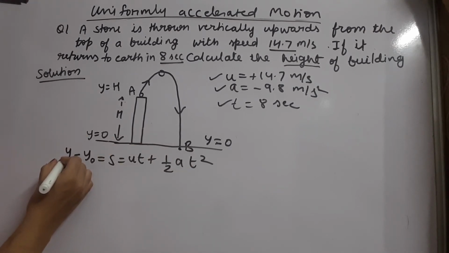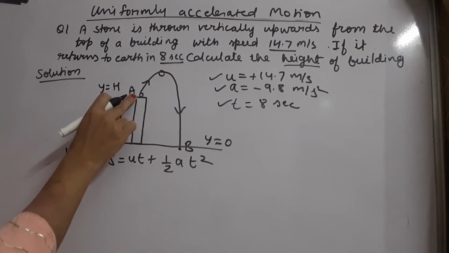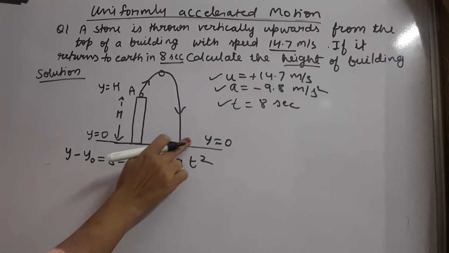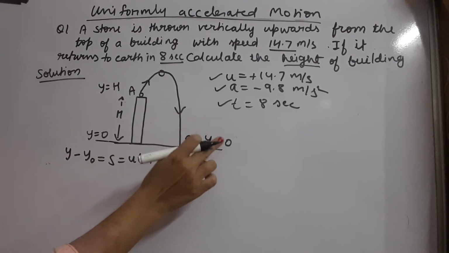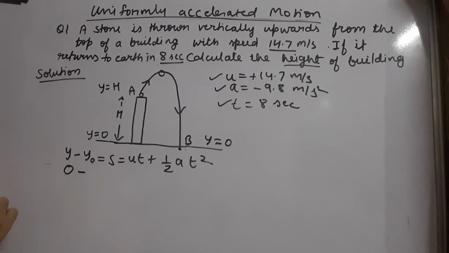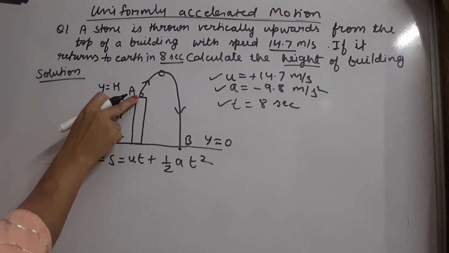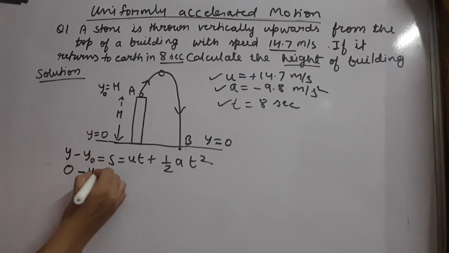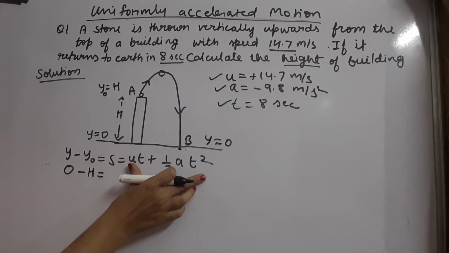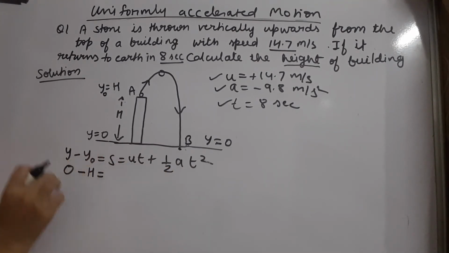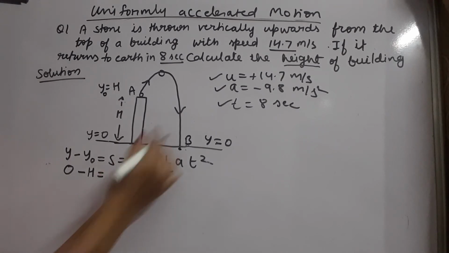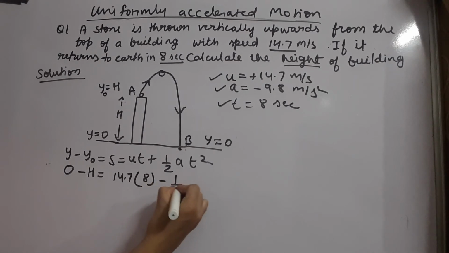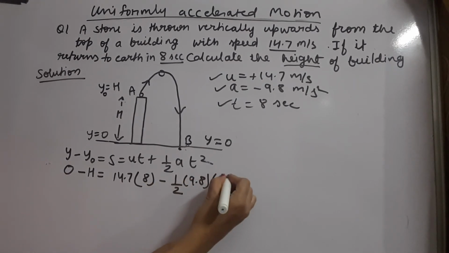So for the stone's journey, A is initial and B is final. At this B point, what is y? Final position is 0, and the initial position of the stone was A, which means h. So we will call it y0 and this is h. Now we substitute ut plus half at square. S we have already substituted. So u is given as 14.7 and time is given as 8 seconds. Then a is negative and time is 8 seconds.